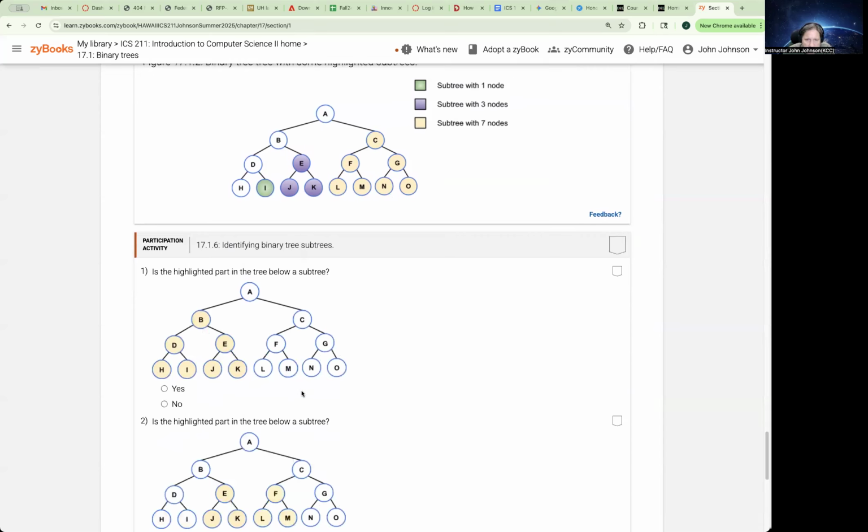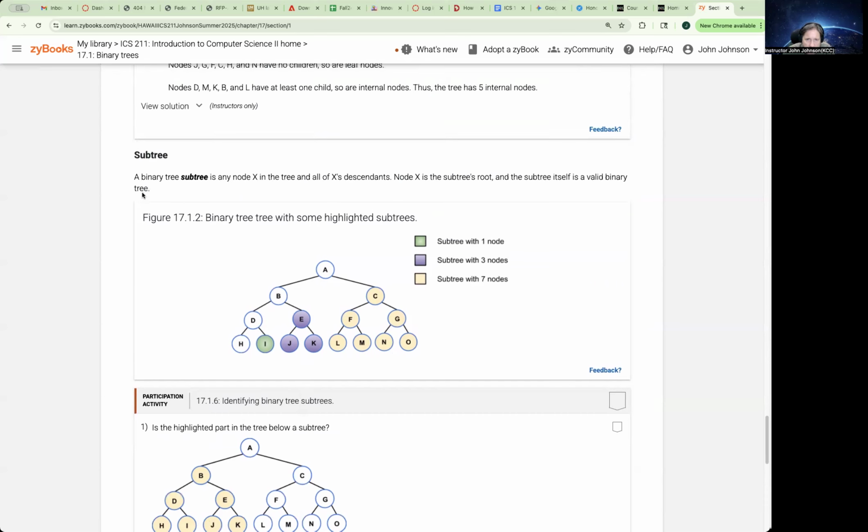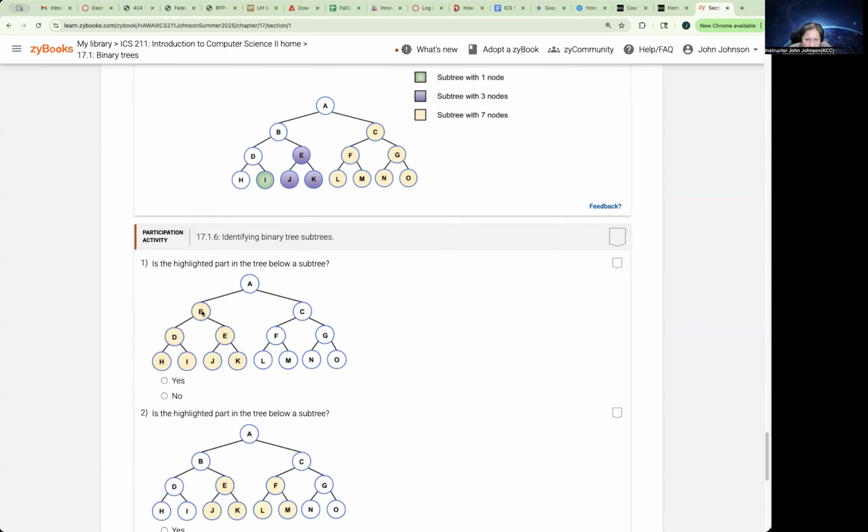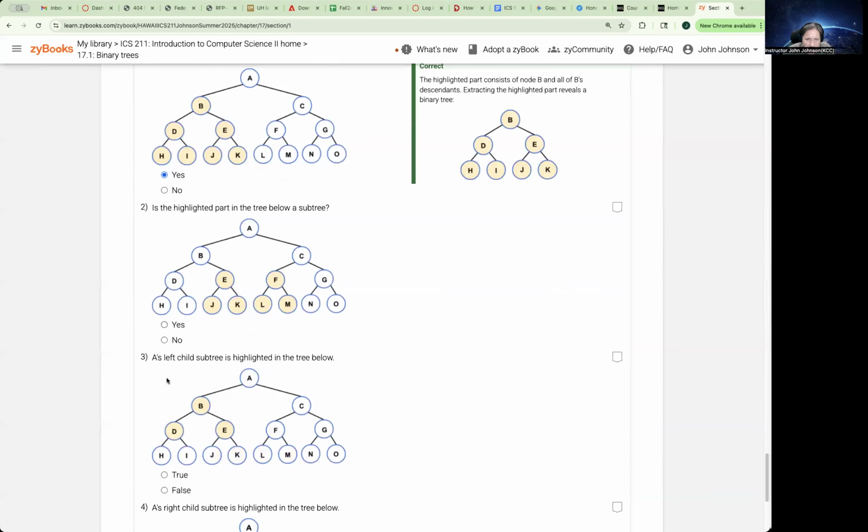So participation activity. We look and see, is the highlighted part in the tree below a subtree? Yes, it is. And why is it? Because a subtree is any node in the tree and all of its descendants. So when we're looking at this, is the highlighted part a subtree? Yes, we have it and all of its descendants there. So yes, it is. And I'll let you do the other ones here.